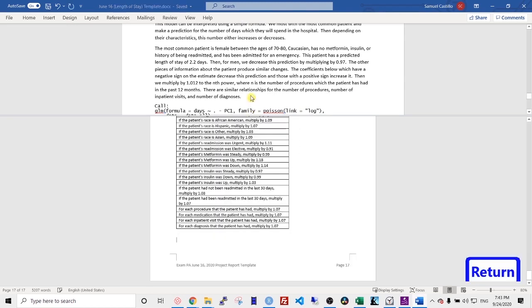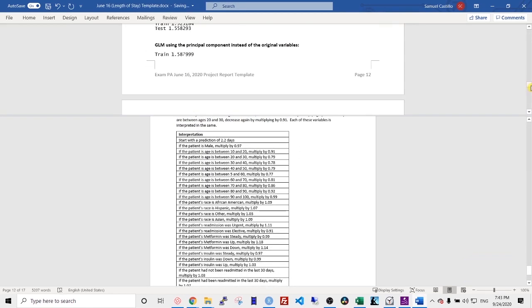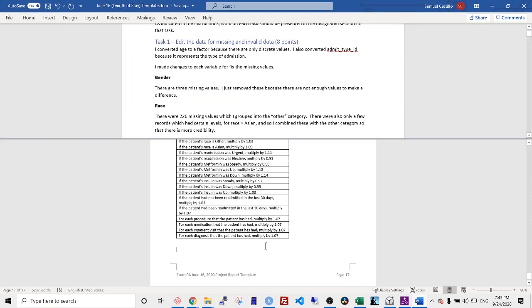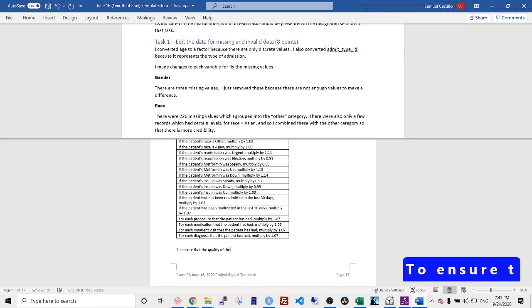So I'll just go back up to task 1 here, all the way up to task 1, and then say what we did. Edited the data for missing and invalid data. How can you write that in non-technical language? To ensure that the quality of this analysis is the best that it can be, we performed integrity checks of the data prior to beginning the analysis. This involved correcting errors in the data and removing values which were incomplete.